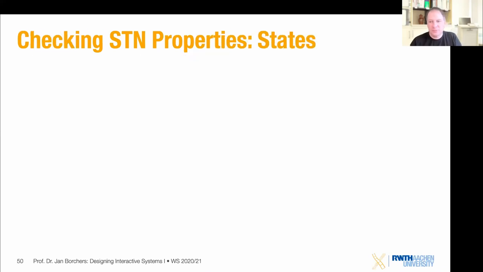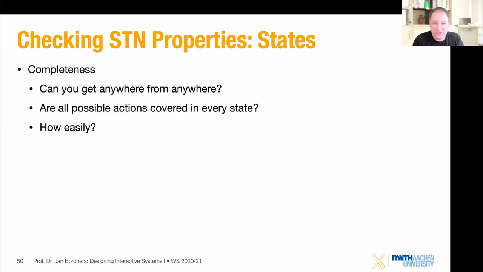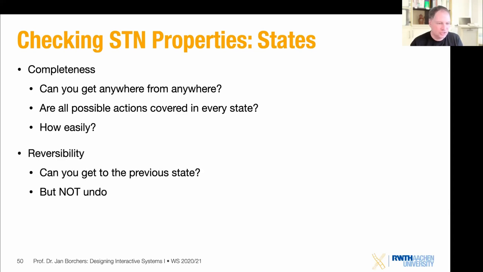Okay, so SDNs are great because we know what to do with SDNs as computer scientists, right? We can check, for example, completeness. Can I get anywhere from anywhere? Are all the possible actions covered in every state? Or how easily do I get from one state to the next? You can actually run a quantitative analysis on that aspect because computer science has all these amazing tools for working with SDNs for reasoning about automata, right? We know whether automata have unreachable states. We know how to check that computationally. So all of this can pay off and be used when you model your interface as a state machine.